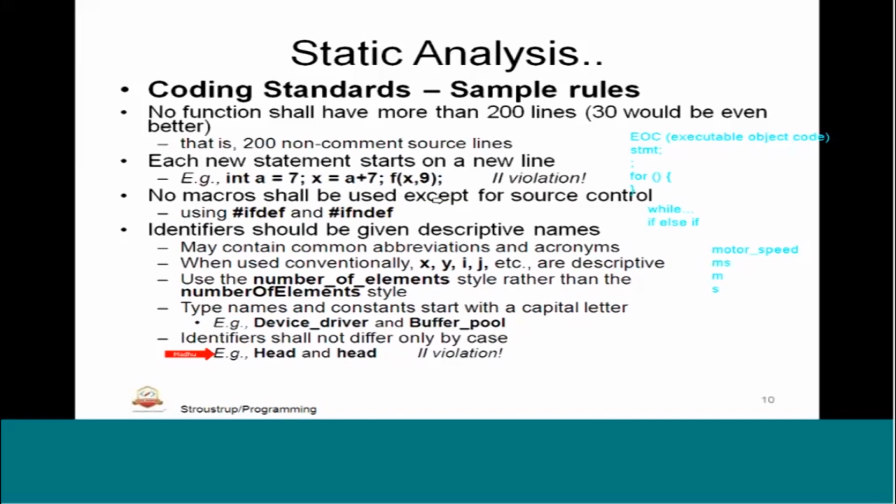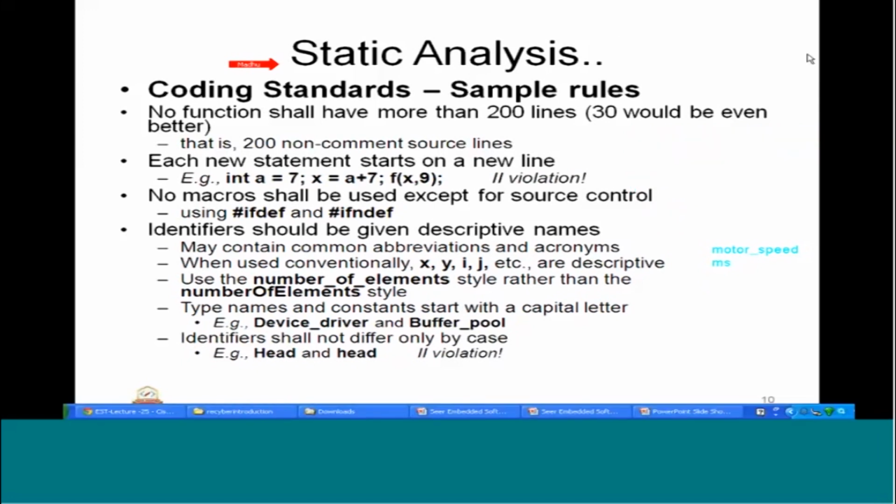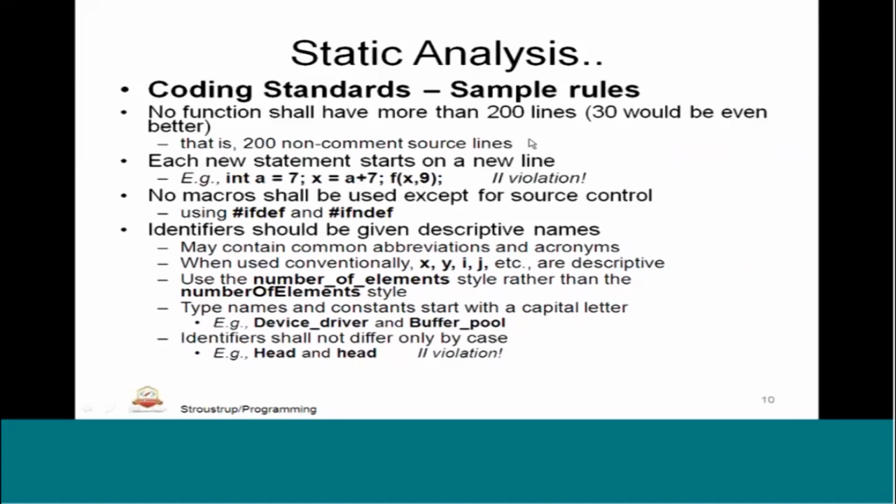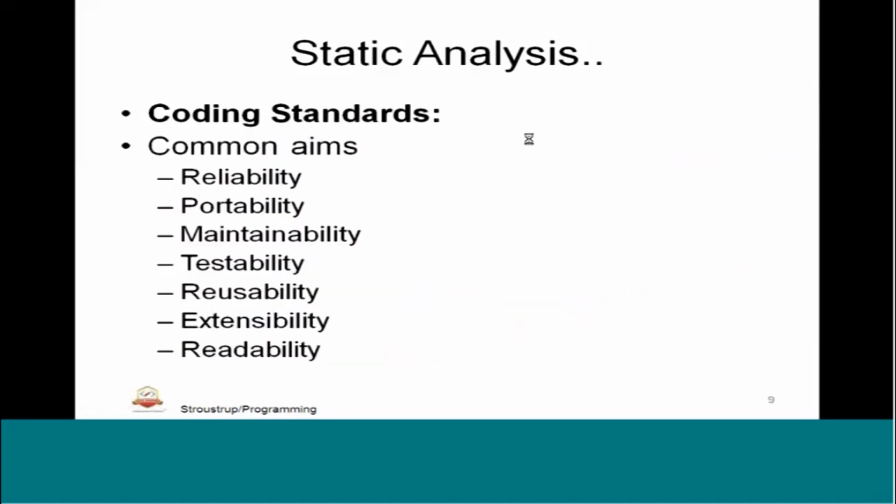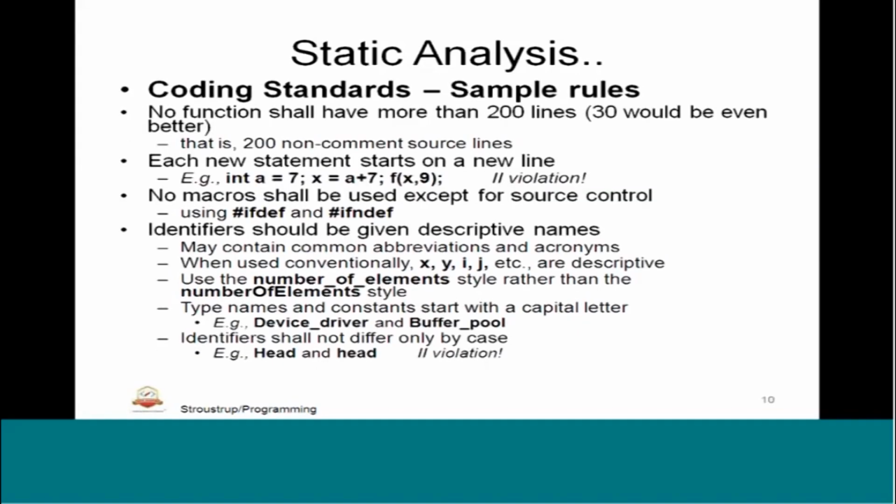What I have put here is that coding standards have to be in place, and that should be analyzed. It's part of the static analysis by the independent tester. By doing this coding standard static analysis, the common objectives such as reliability, portability, maintainability, testability, reusability, extensibility, and readability are achieved. So that is the importance of coding standards.